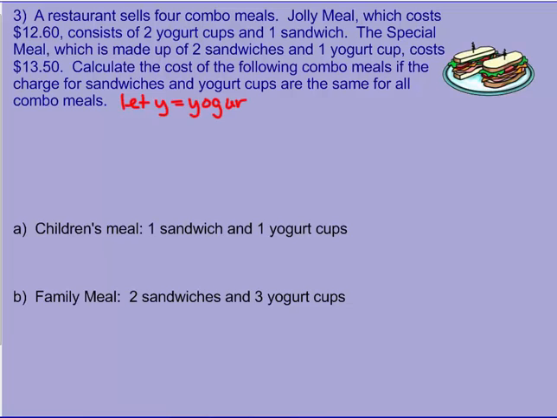I have a lot of space here. And x, I'm going to call the sandwich. Or maybe I'll say S for sandwich. Yeah, I'll use S. Let S equal the sandwich price. So, Jolly. The Jolly meal, which consists of 2 yogurts, so 2 yogurts plus 1 sandwich, is $12.60.